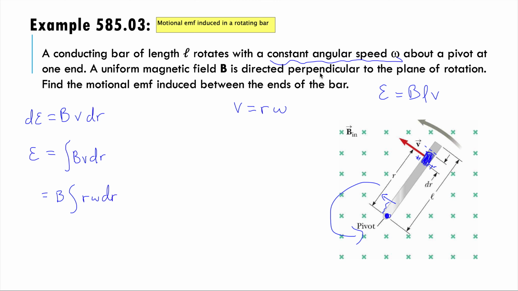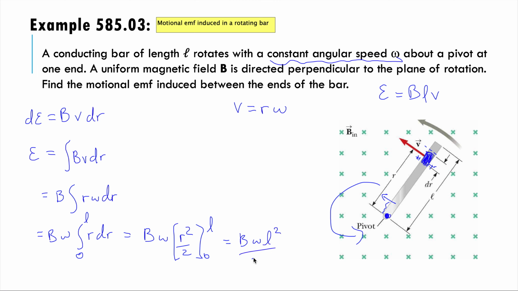Omega is constant in this problem, so now we can go ahead and take omega out. And we have the integral of r dr. We're integrating over the length of the rod from 0 to L. So we have B omega, and we're going to have r squared over 2 that we're going to integrate from 0 to L. And that's going to give us B omega L squared over 2.